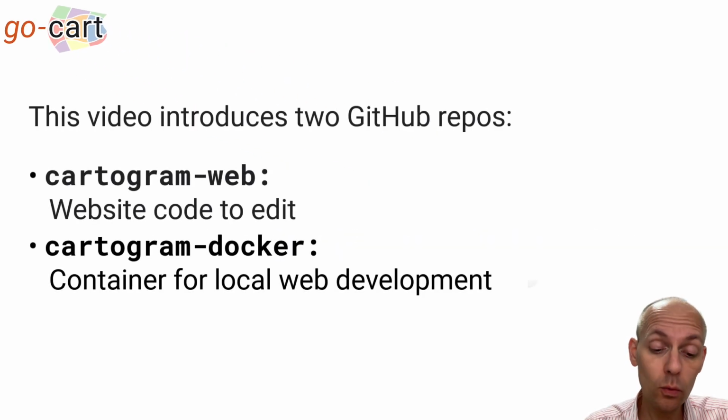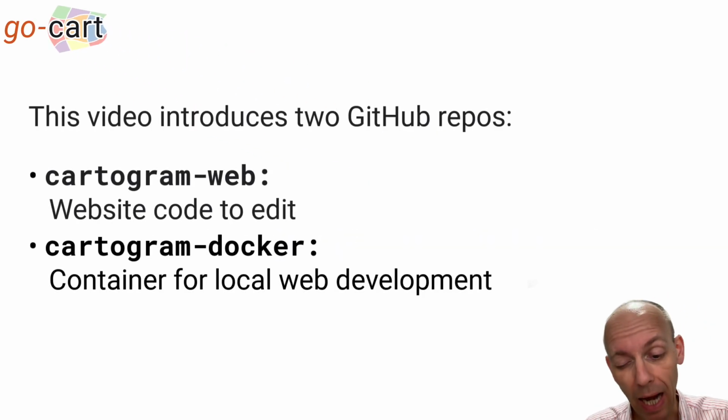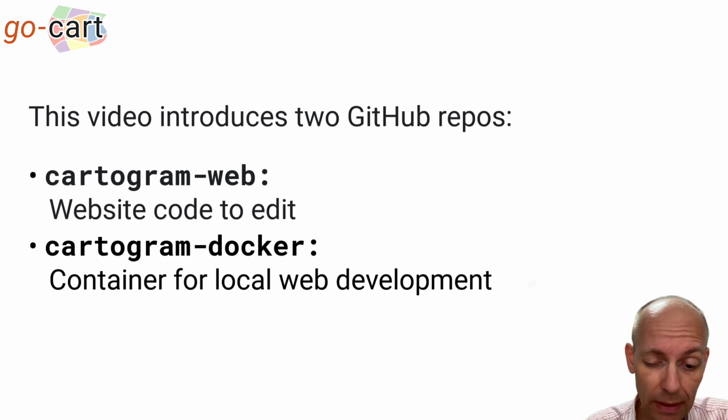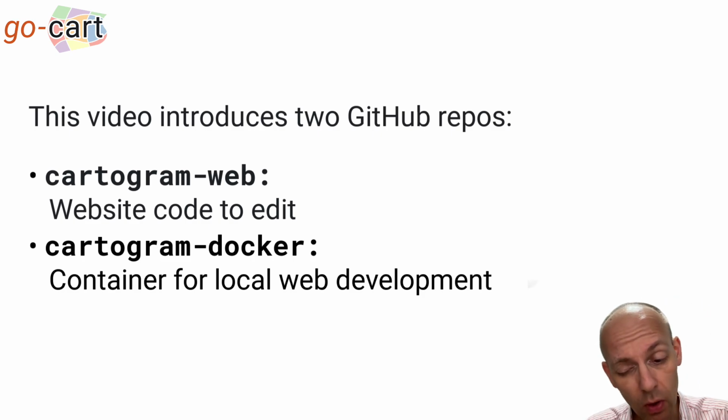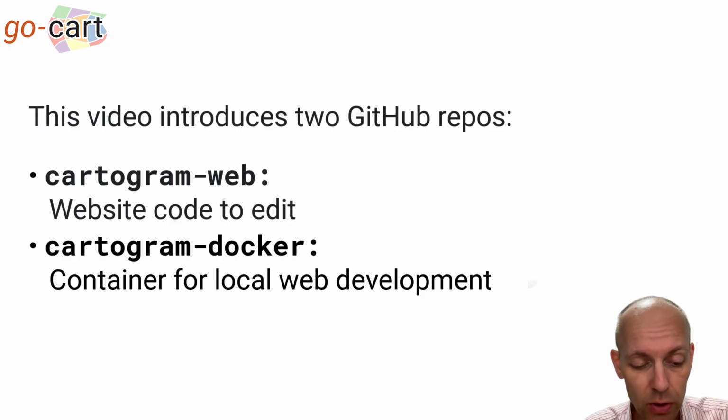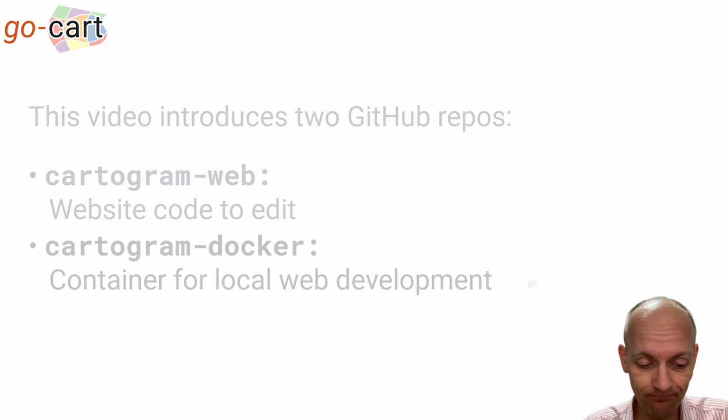You'll work with two repositories. Cartogram Web contains the website code you will edit. Cartogram Docker provides the local runtime and a Visual Studio Code dev container so that you don't have to install every dependency on your Mac.